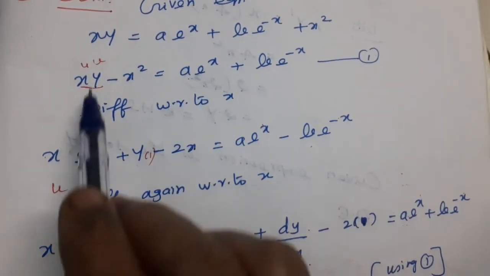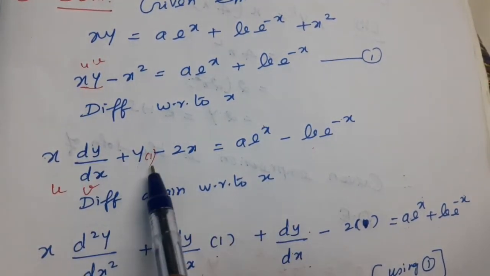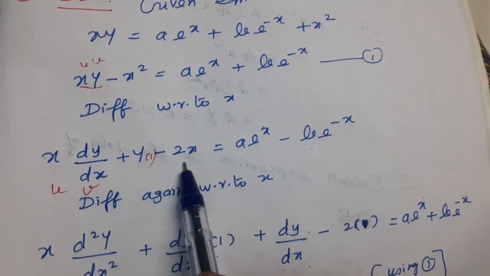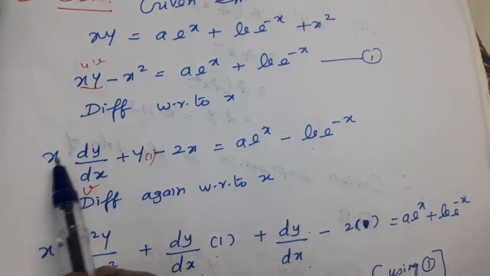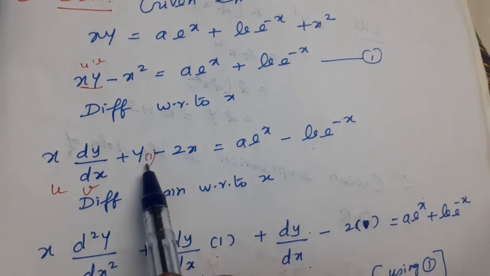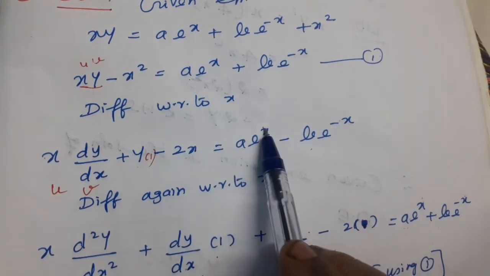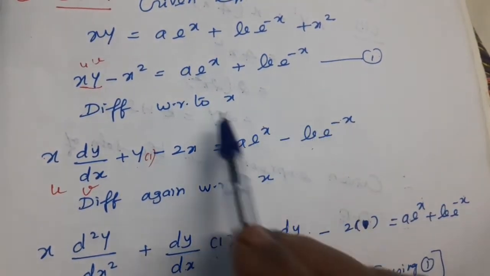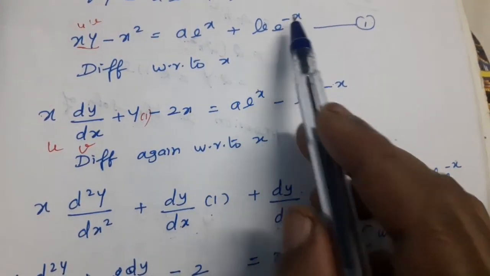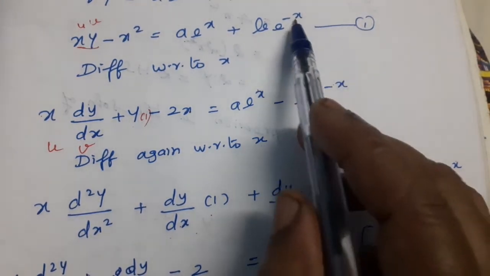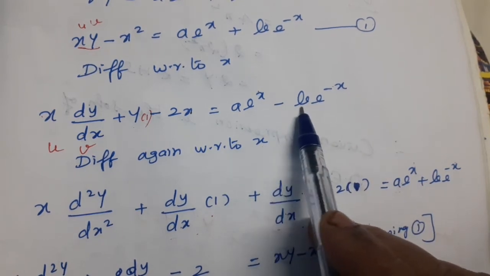Differentiate with respect to x. So you apply the UV product rule. u into v dash: x into dy by dx plus y into, if you differentiate x, it becomes 1, minus x square differentiated becomes 2x. Differentiate a into e power x, it becomes a into e power x. Differentiate b into e power minus x, it becomes minus of b into e power minus x.